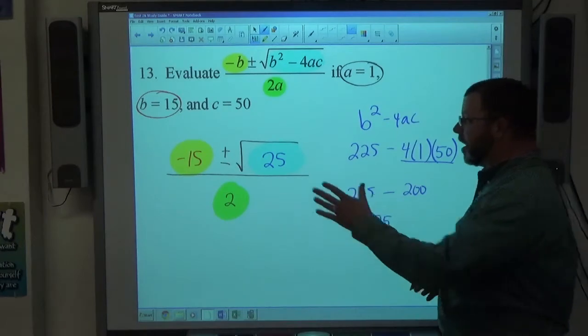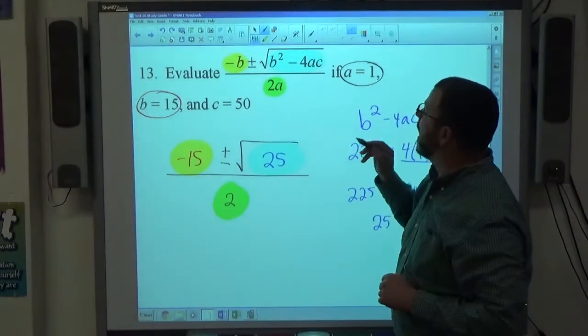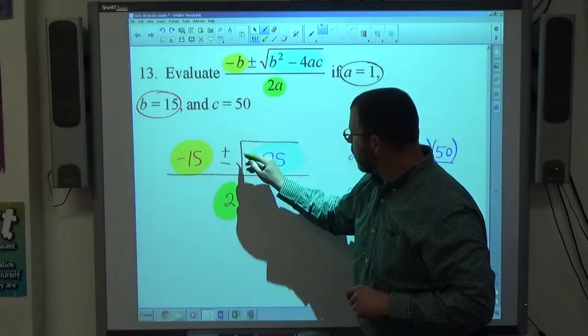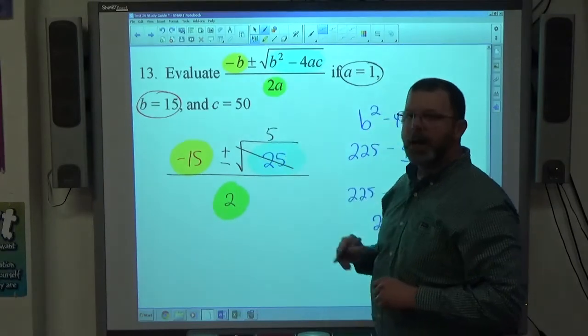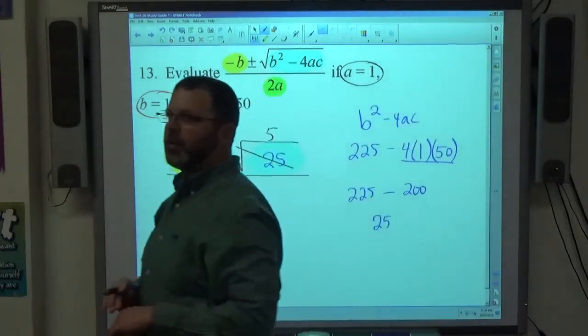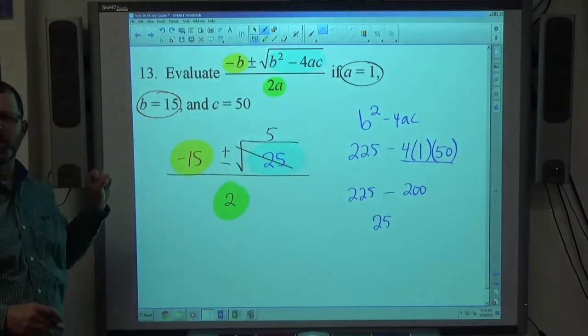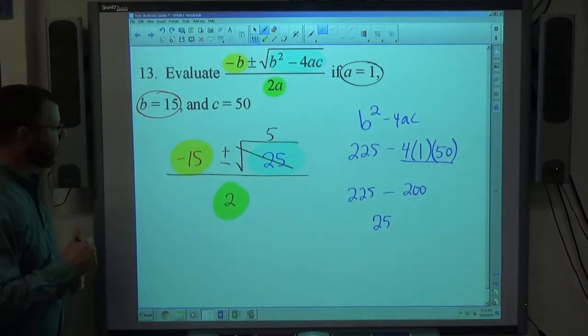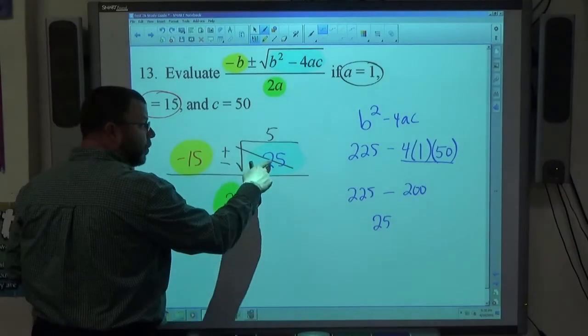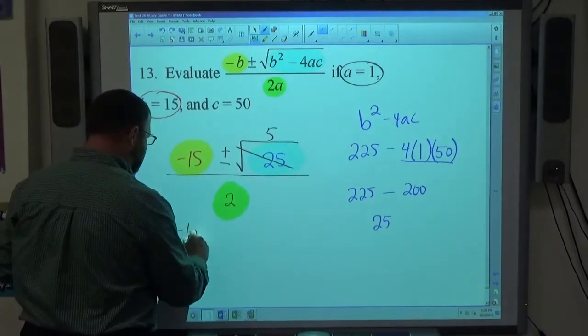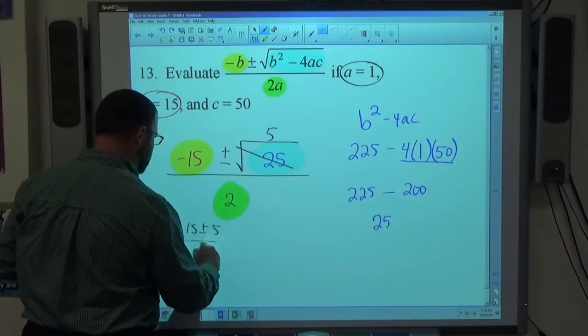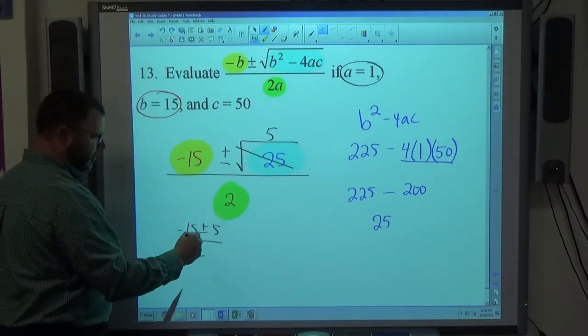Now, what's going to happen on the test, what happened here even, is that this is an exact perfect square. The square root of 25 equals 5. It will evaluate like that on the test too, so make sure that you're expecting that to happen. If you stop here, I'm going to give you half credit for being right, but not full credit for getting the best answer. All right, square root of 25 is 5. Negative 15 plus or minus 5 over 2 is what we end up with.